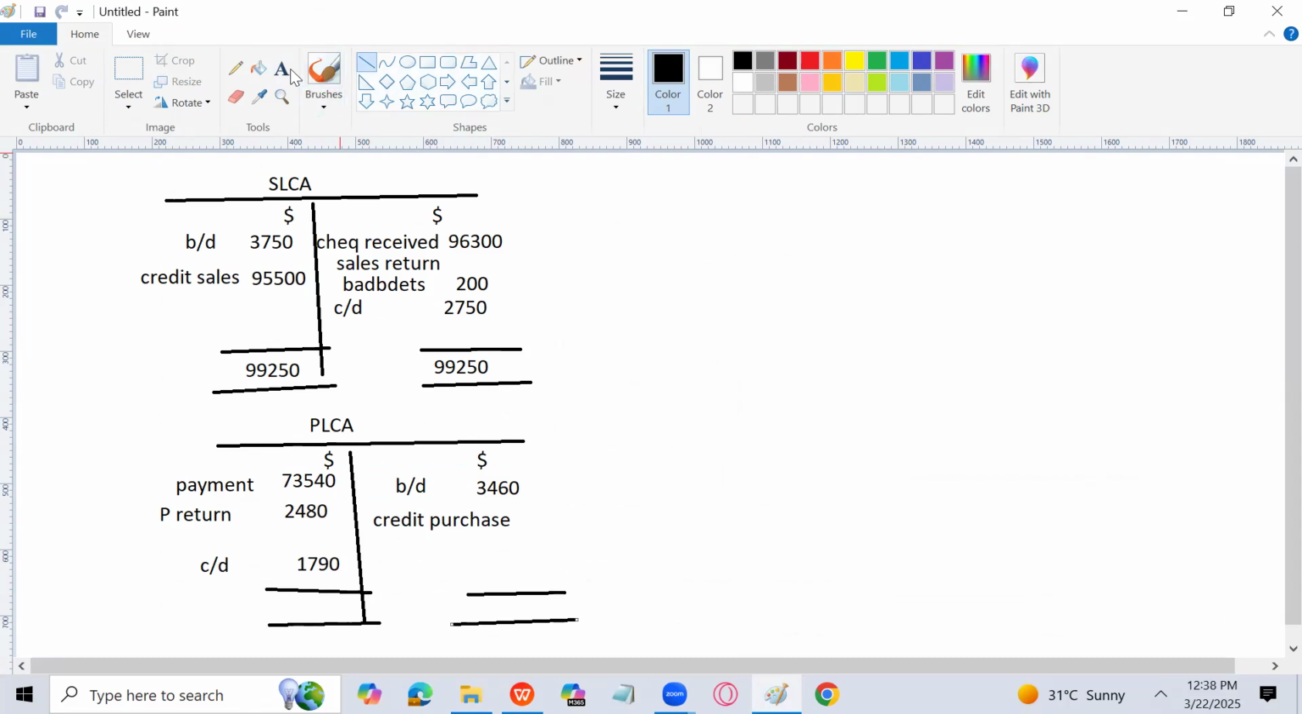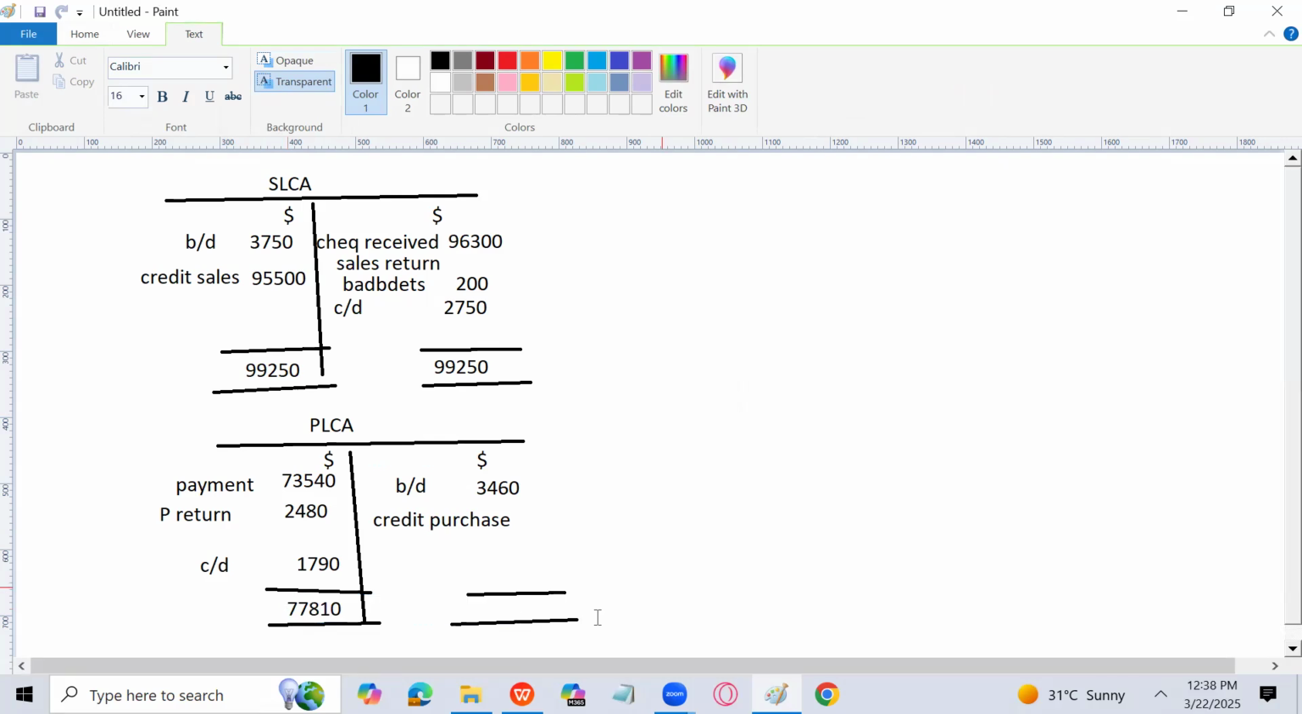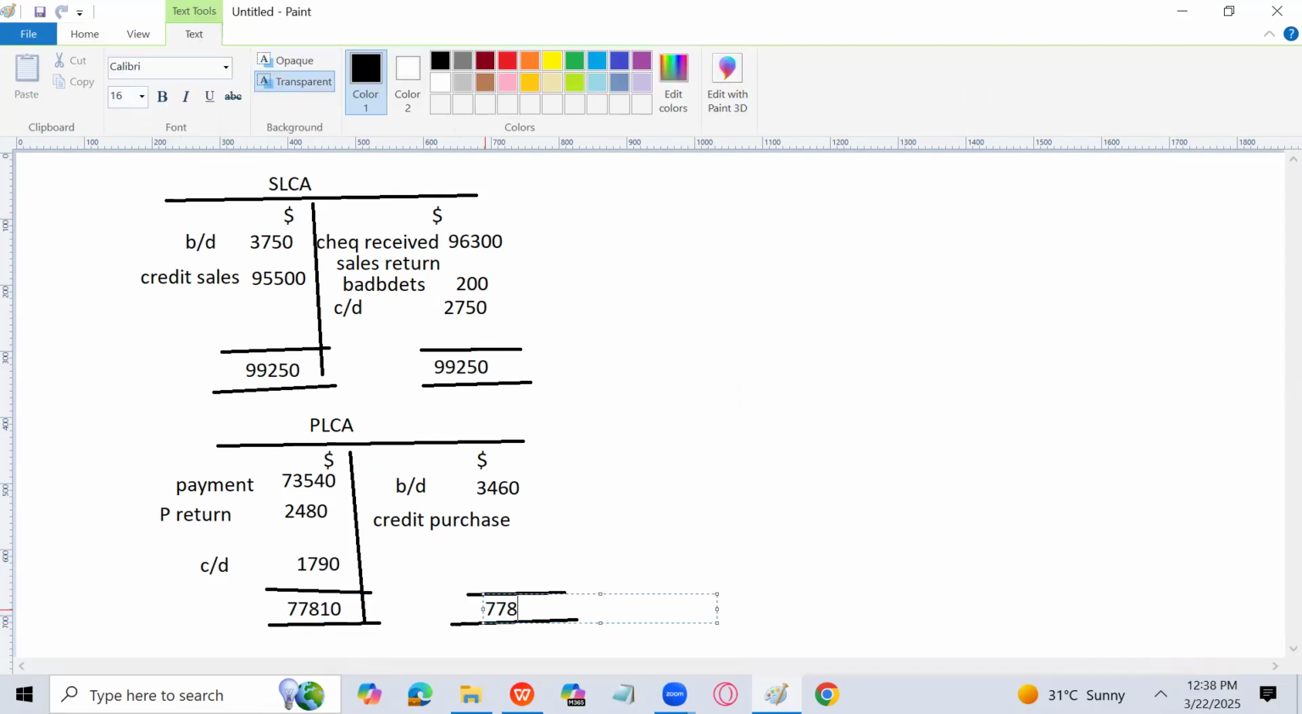And the difference is going to be the credit purchases. So let me go for the total of the debit side. 77810. I will write here also 77810. And the difference is going to be my credit purchases. So you can calculate the credit purchases: 74350. Okay, that's great.